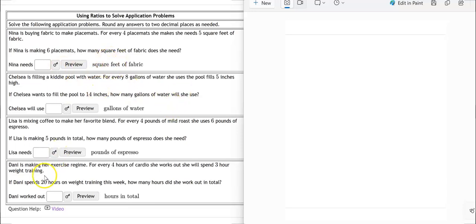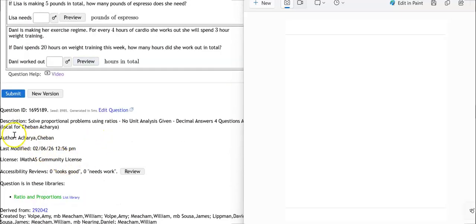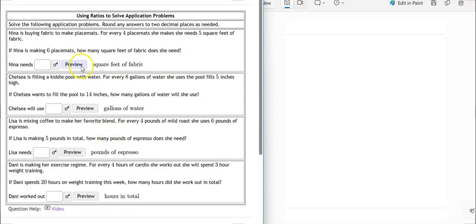There are four questions about proportion in this problem. I'm Shiban Acharya again here. I want to solve each proportion problem. Let's do the first.